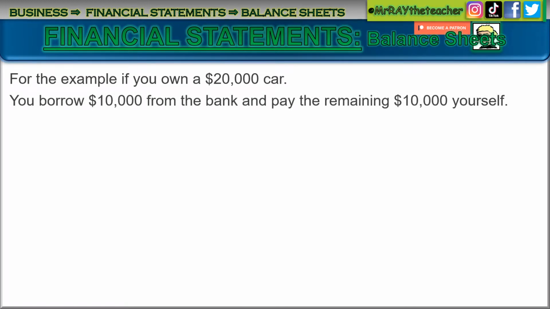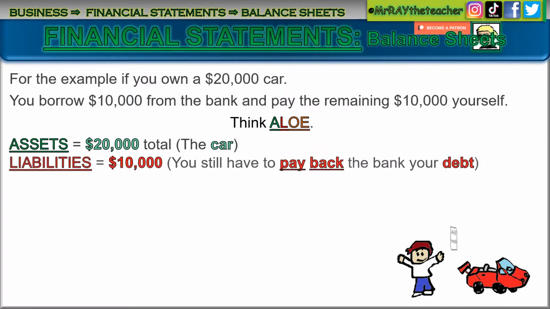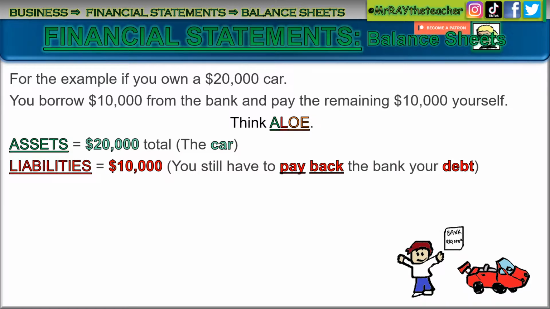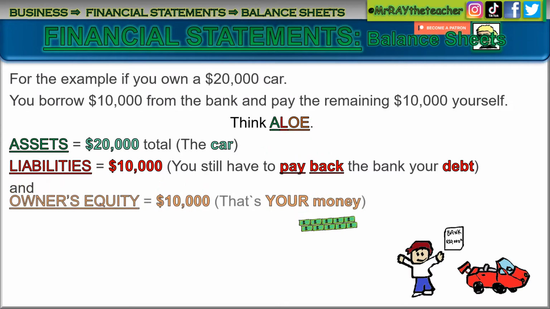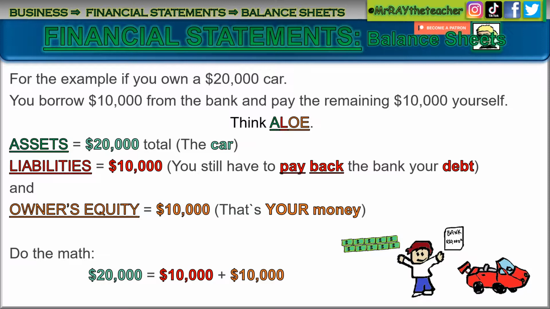Just on a simple sense, if you own a $20,000 car, you borrow 10K from the bank and you pay the remaining 10K yourself. So think, aloe, don't let the math intimidate you here. So here's this guy. He's got his car, so that's $20,000. His red sports car, that's the asset. Liabilities, $10,000. He has to pay back the bank. The bank, that's his debt. See there? But he's also got owner's equity of 10K. So that's his money, or in your case, your money. See the cash that just dropped in. Do the math. $20,000 equals $10,000 plus $10,000. Aloe. And if you don't get it, here are some lines to connect it through. Feel free to screenshot this if you want.